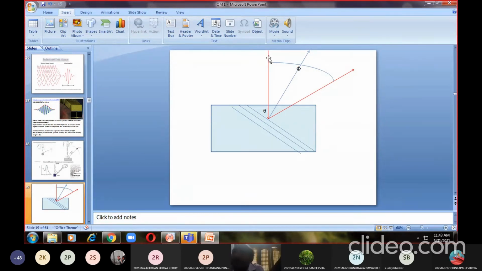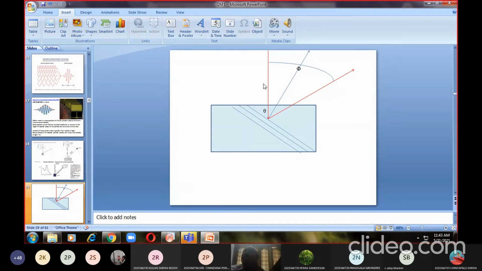This red line is the incident electron beam. It is incident on the nickel crystal and getting reflected from a set of parallel planes. These are the parallel planes of the nickel crystal atoms. This is the reflected electron beam. Now the angle between the incident direction and the reflected direction is phi.